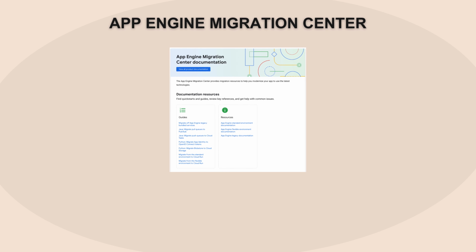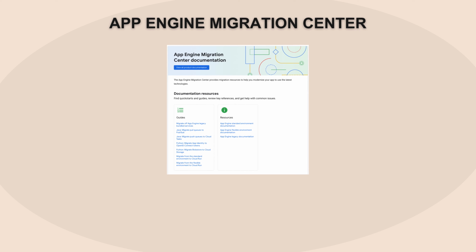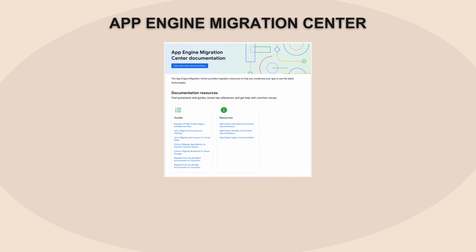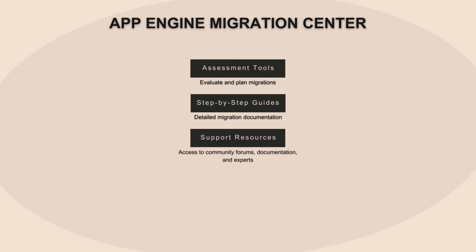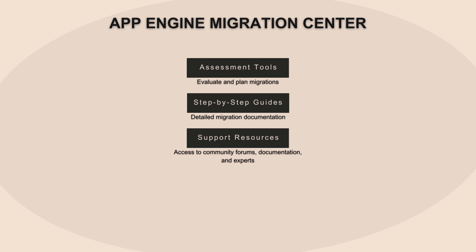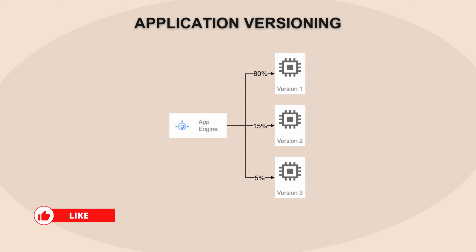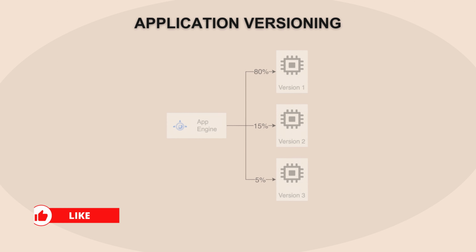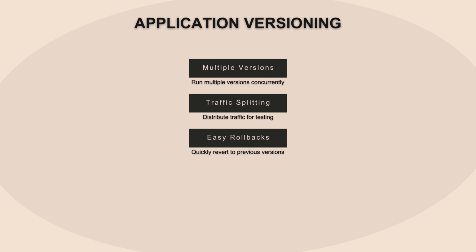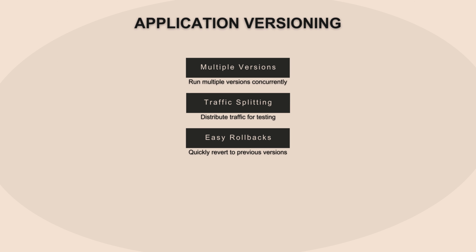The App Engine Migration Center simplifies transitioning existing applications to App Engine with minimal downtime. Key features are assessment tools, evaluate and plan migrations, step-by-step guides, detailed migration documentation, support resources, access to community forums, documentation, and experts. App Engine's versioning capabilities allow deploying multiple versions of applications simultaneously, useful for testing and rollbacks. Key features are multiple versions, run multiple versions concurrently, traffic splitting, distribute traffic for testing. Easy rollbacks, quickly revert to previous versions.